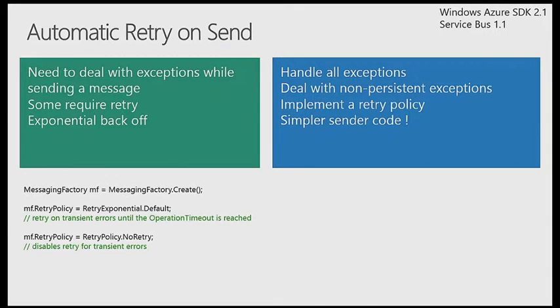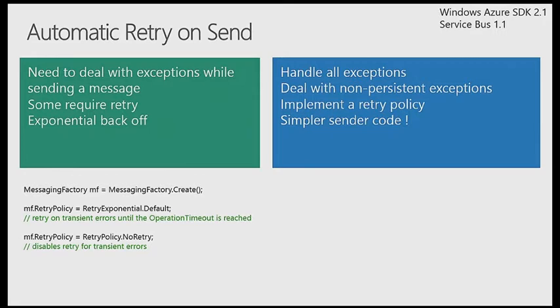And on the other hand, there are the non-transient errors, like the queue does not exist, or authentication error. So you need to deal with the non-transient ones, while the transient ones you basically need to retry. Now, how many times to retry? Shall I wait? How long? And so on. So we've captured this behavior into the retry policy.